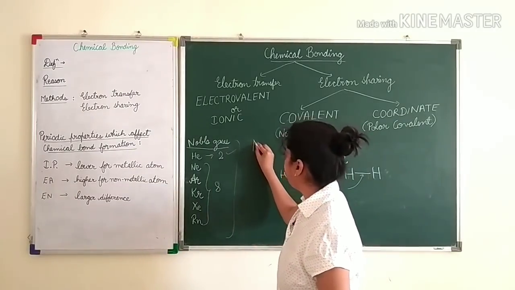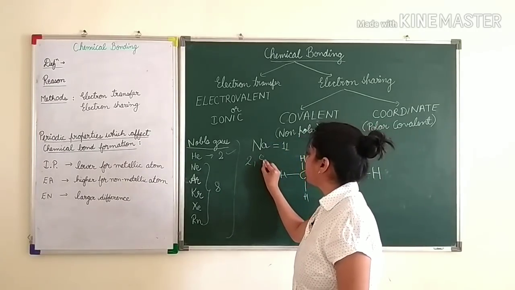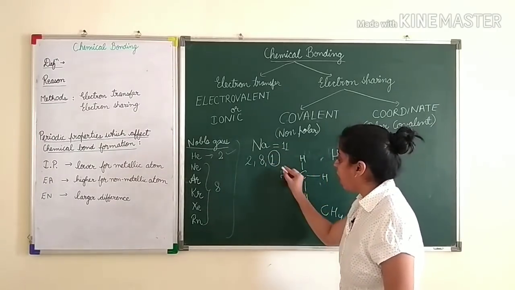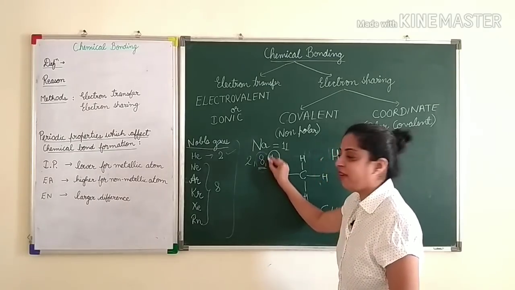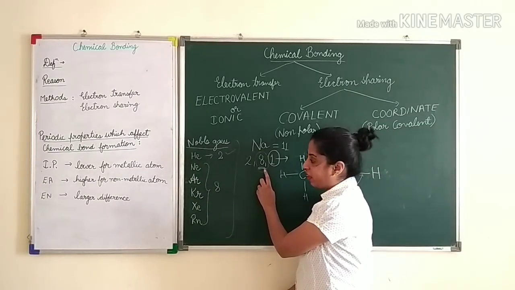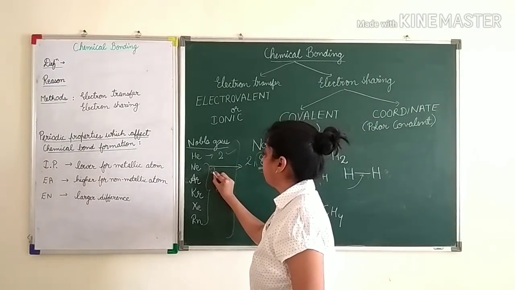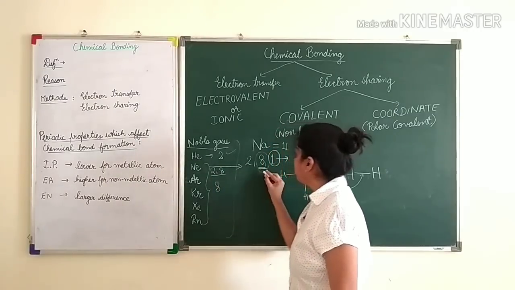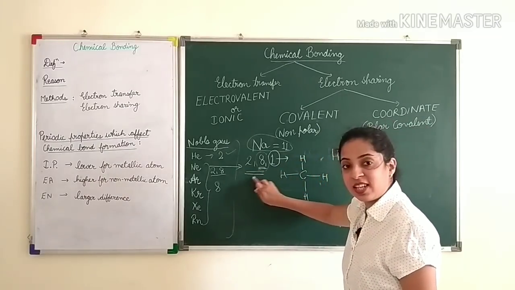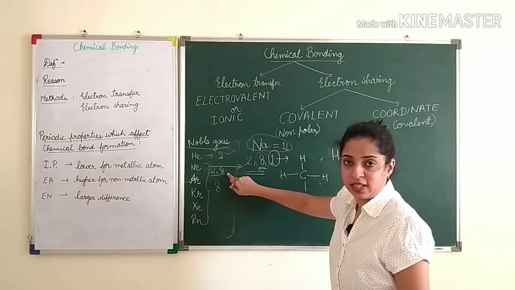For example, sodium. Now sodium has an atomic number of 11. Okay, so its electronic configuration is 2,8,1. Now it has this 1 extra electron in the valence shell. After that, this 8 is completely filled. So it wants to give away this electron so that it can attain the stable configuration of the nearest noble gas, which is neon. Okay, neon is atomic number 10, so it is 2,8. So sodium wants to give away this electron so that it can attain the electronic configuration which is close to the nearest noble gas, right?